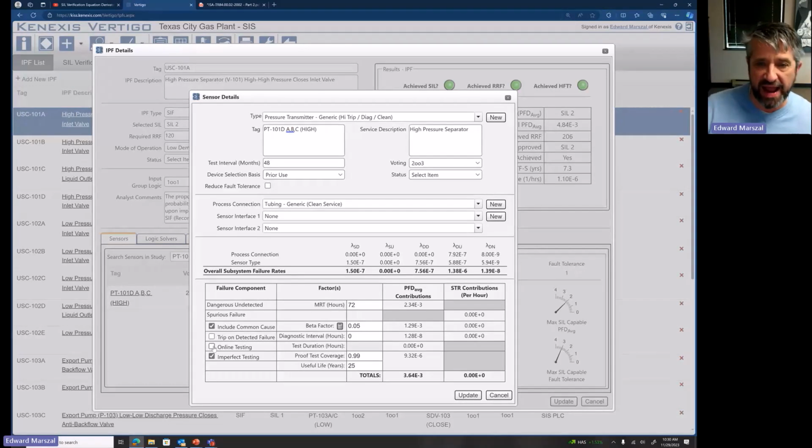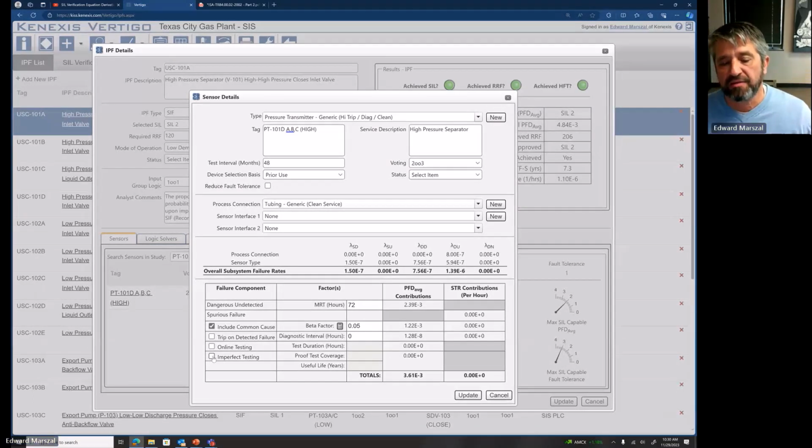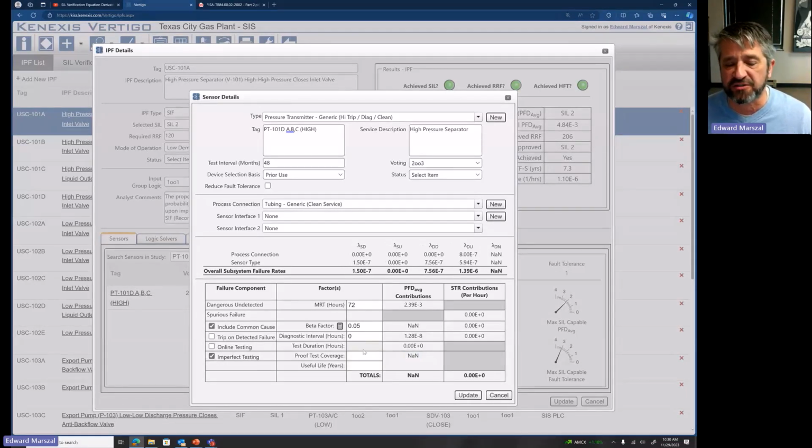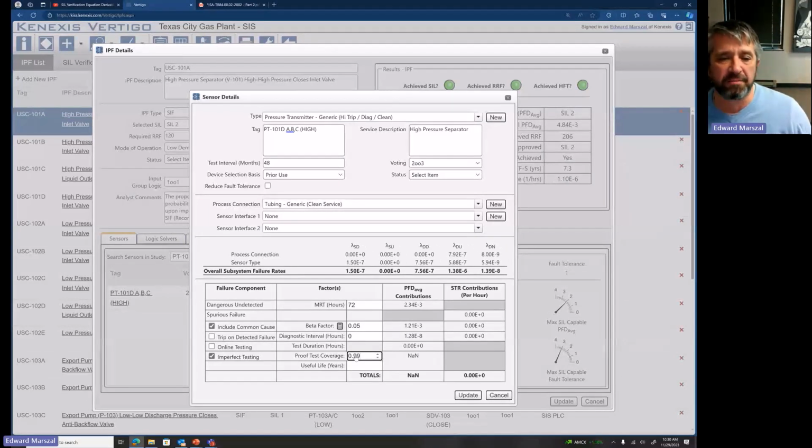Okay, the last term is the imperfect testing term. That imperfect testing term says, well, I did a test, but my test wasn't that good. It wasn't perfect, so I didn't catch 100% of the failures. And if you uncheck it, that means you assume there's no contribution and that all of your testing is always perfect. 100% of failures will be detected. But when you click imperfect testing, the first thing you need to say is, well, how good is it? So let's say 99% because I'm doing a full functional test.